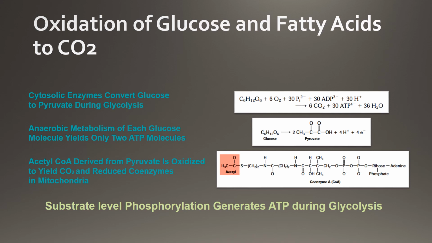Here I am going to discuss the biochemical pathway that oxidizes glucose and fatty acid to CO2 and H2O. The fate of released electrons is described in this equation: C6H12O6 plus 6 O2 plus 30 Pi plus 30 ADP plus 30 protons gives 6 CO2 plus 30 ATP plus 36 water molecules.